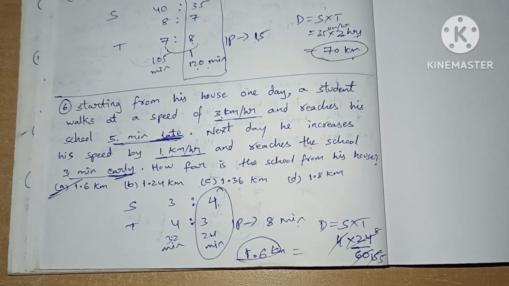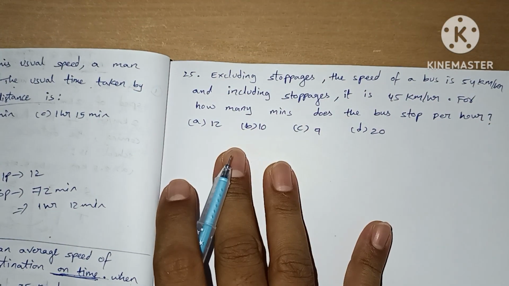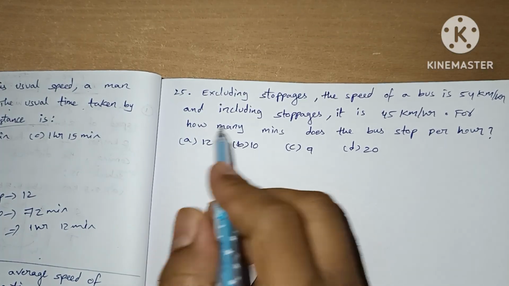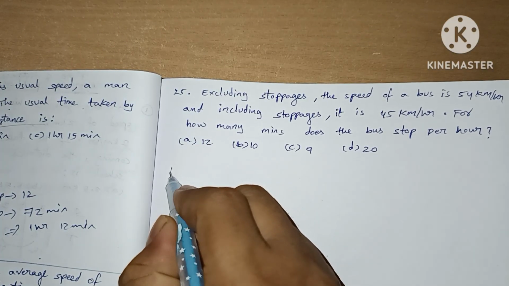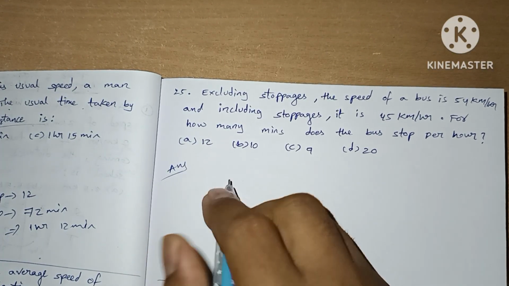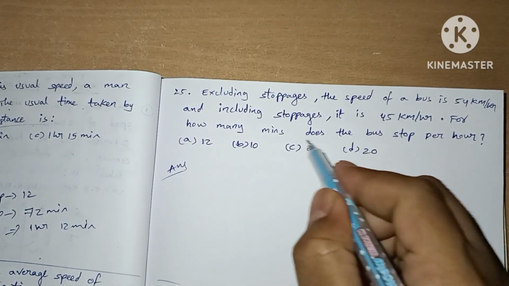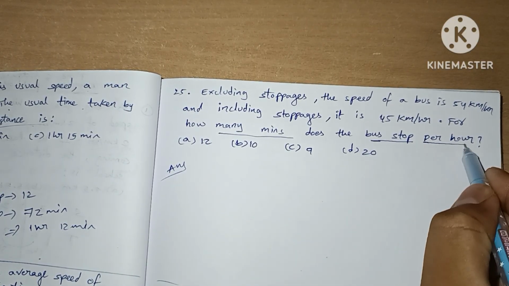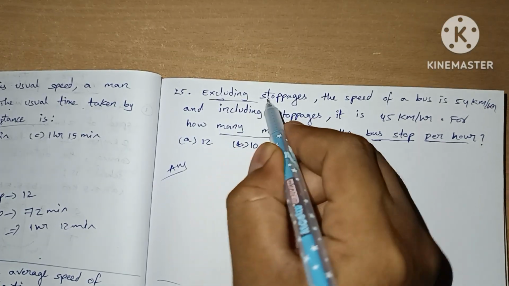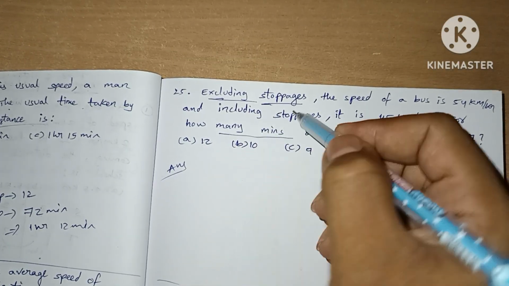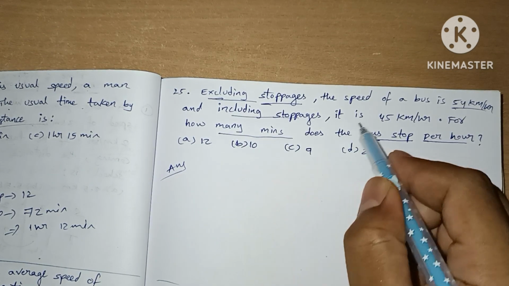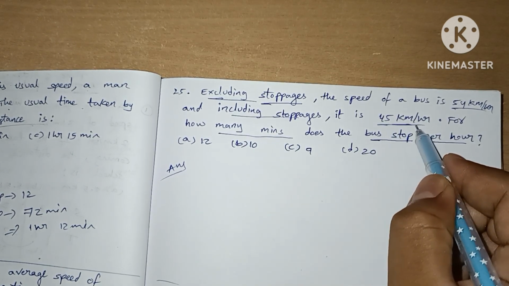Now we are going to see question number 7. I already explained this question with basics, but in the shortcut method, the question asks how many minutes the bus stops per hour. The speed of the bus excluding stoppages is 54 kilometers per hour, and including stoppages it is 45 kilometers per hour.